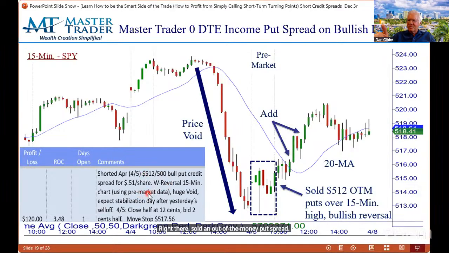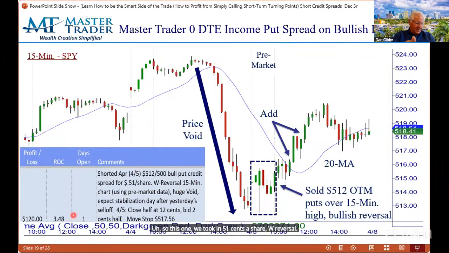And somebody asked me this in the green room today. How wide do we go? On zero DTE, I go as far down as possible to only pay a penny because they expire today. I don't care how wide it is. So this one we took in 51 cents a share, W reversal.